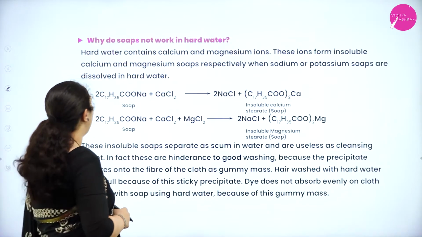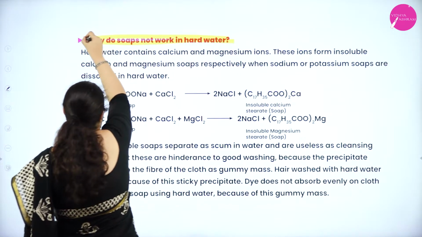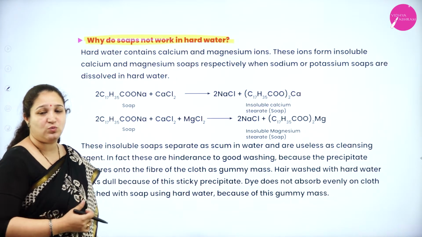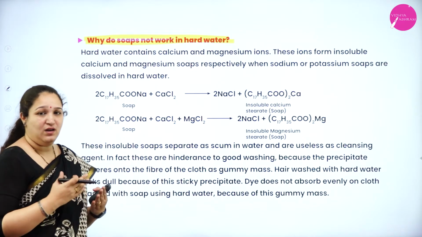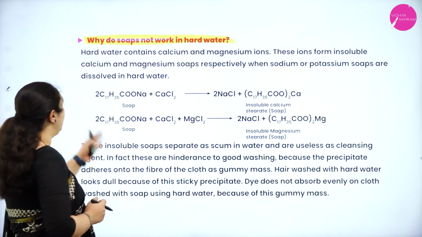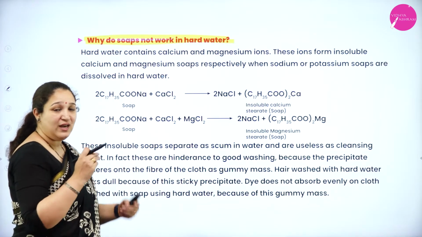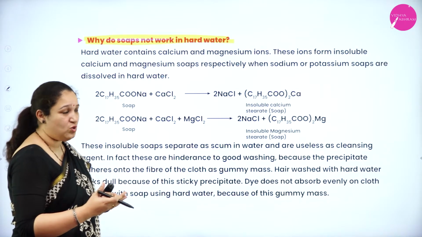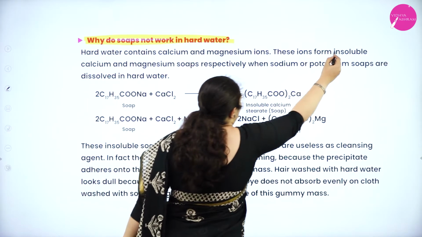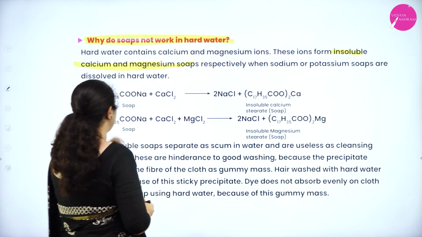Next is about why soaps do not work in hard water. Why can it not work in hard water? What exactly is happening when soap is added to hard water? Hard water contains calcium and magnesium ions. They react with the soap to form insoluble calcium and magnesium soaps. Here you can see the reaction.